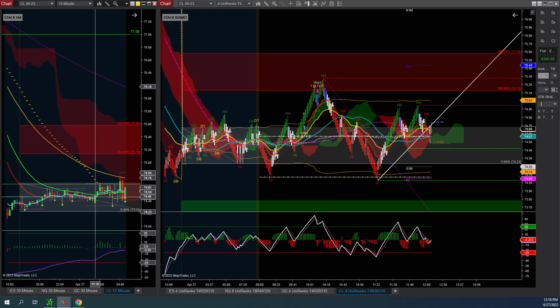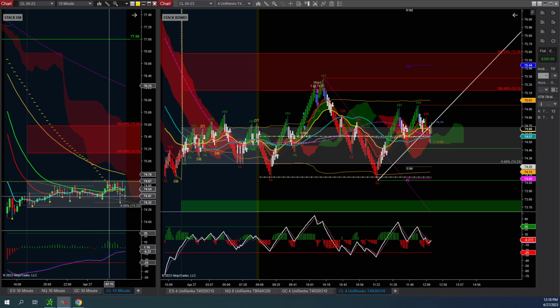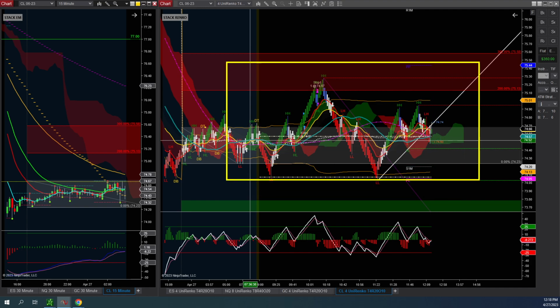I was not expecting this move in the afternoon, but today has been very choppy, as you see here on this screen. Here is the price action today. You see overnight it was moving sideways and then kept moving sideways, I would say, during the day.